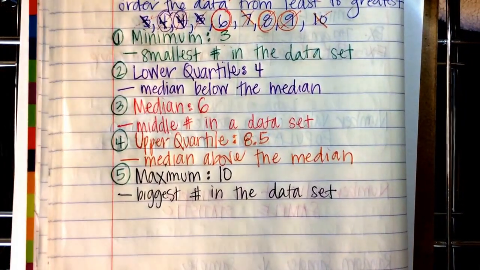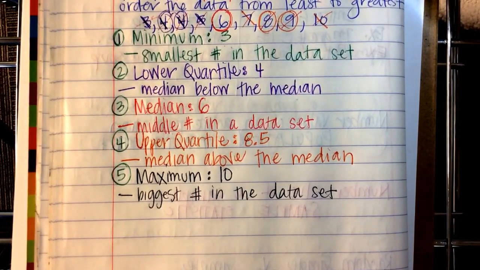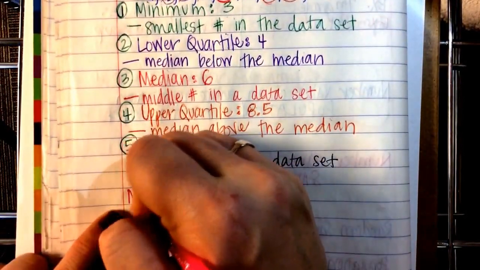The 5-number summary is the minimum, the lower quartile, the median, the upper quartile, and the maximum. 5 pieces of data. You may also, in addition to a 5-number summary, be asked to find the mean.